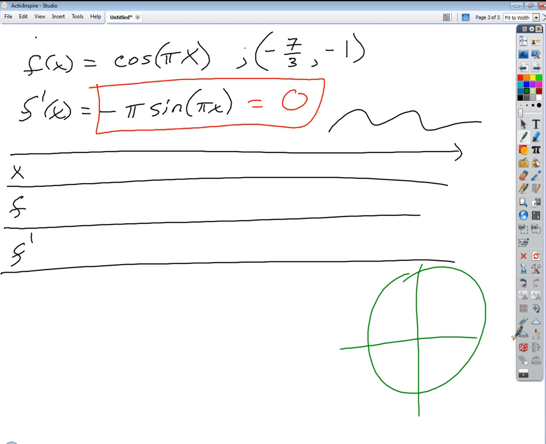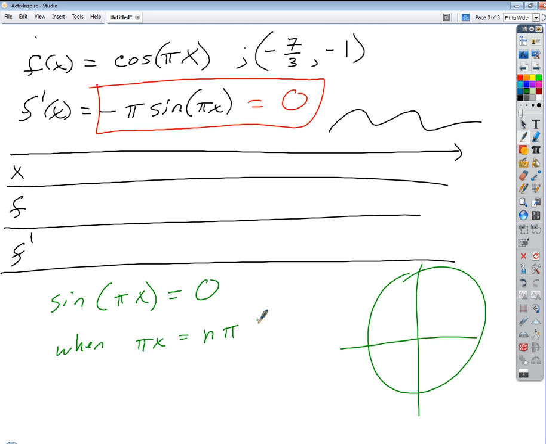Say it again. Pi. This is pi or 0 or 2 pi or whatever, right? Okay, so integer multiples of pi, right? Okay. So then we know that sine of pi x equals 0 when pi x, whatever we're taking the sine of, the argument of the sine, is equal to some constant, let's just call it n times pi, right?